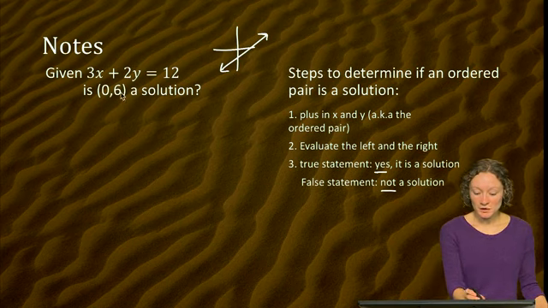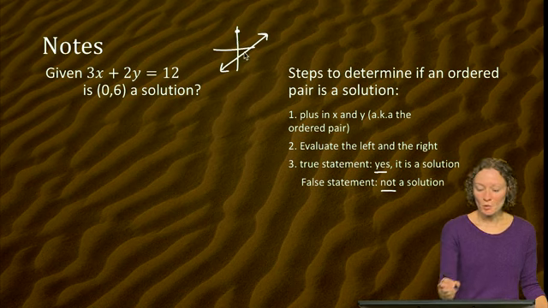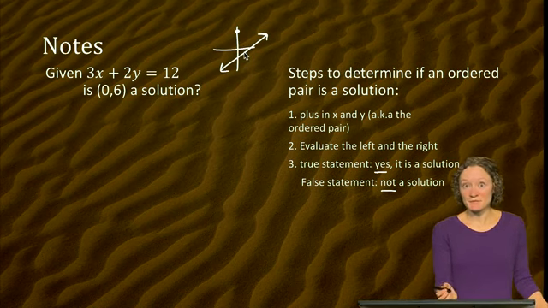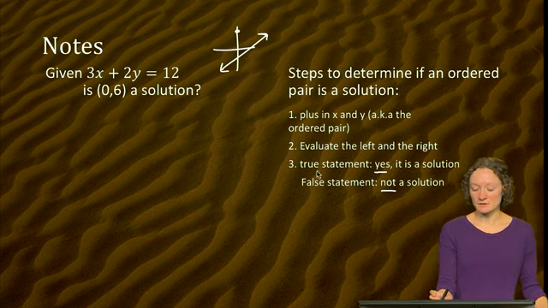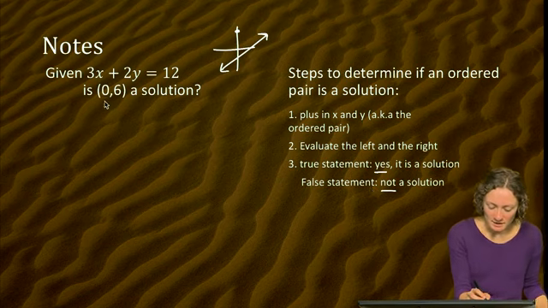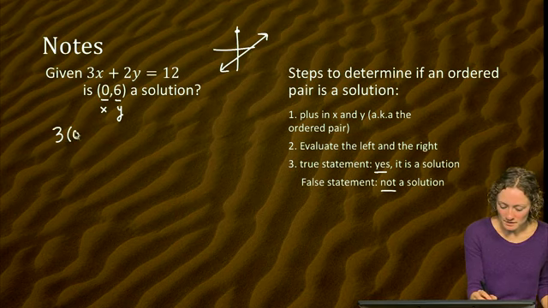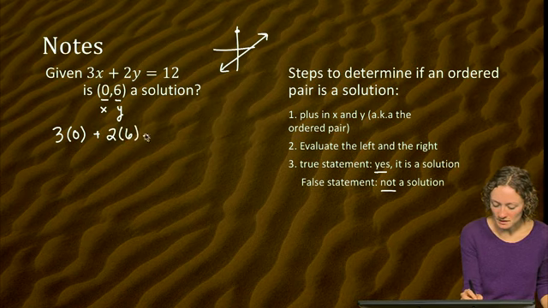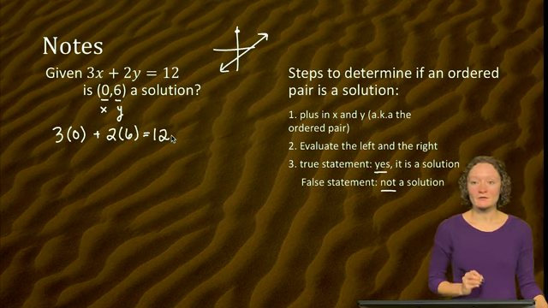But we're seeing if 0, 6 is a point on that line. Maybe it is, maybe it isn't. And this is how we can figure that out. Plug in x and y, evaluate the left and the right, and then see if we get a true or a false statement. Okay, so 0, 6, let's plug that in. 0, 6 is our x and y. 0 is our x, 6 is our y. So we'll plug these in. 3 times 0 plus 2 times 6 equals 12.